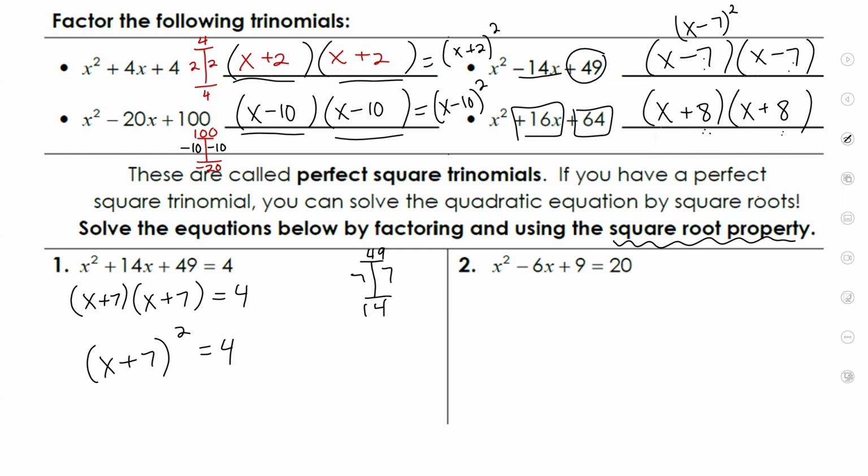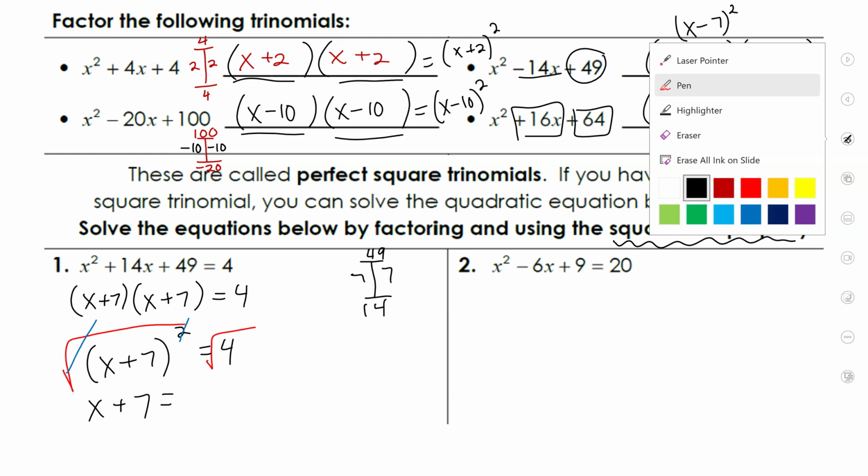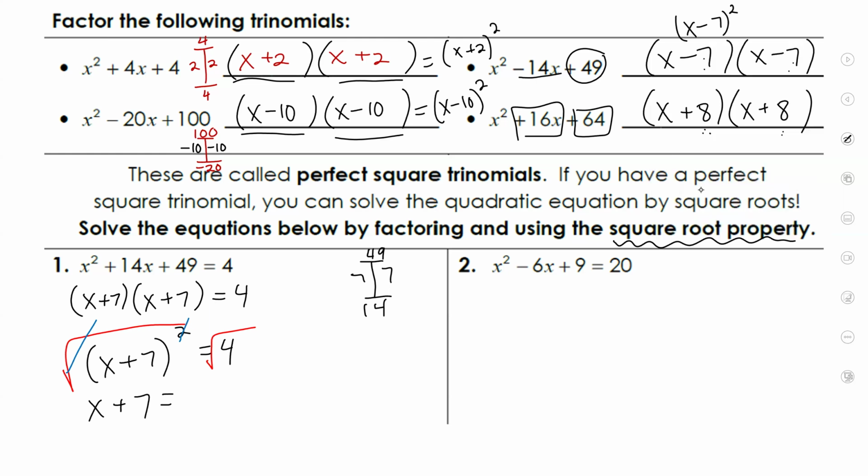Go ahead, take the square root of this entire side and the square root of this side. Notice the square root will cancel out with the squared. You are left with x plus 7. Now, guys, what is the square root of 4? 2. So remember, we're going to have plus or minus 2.